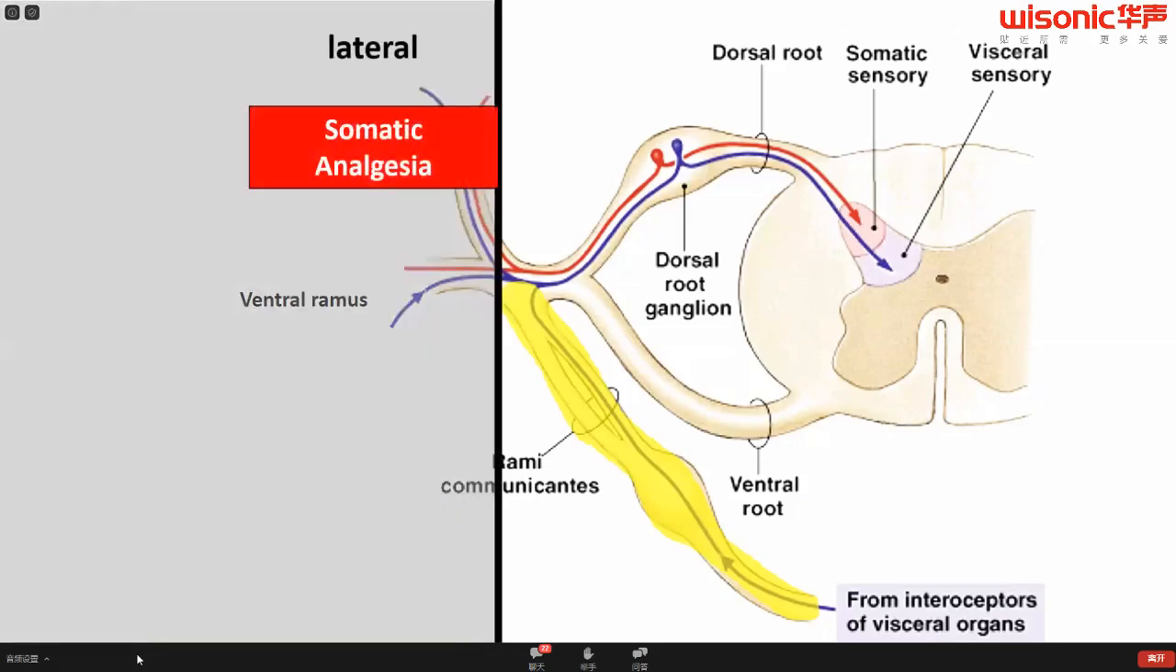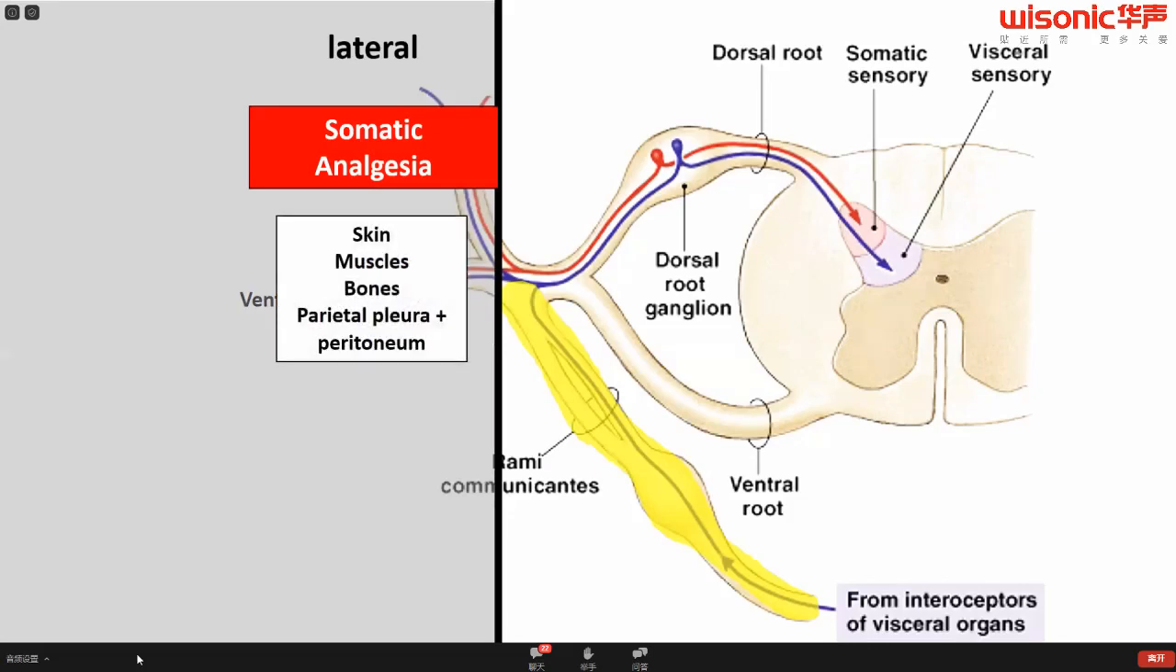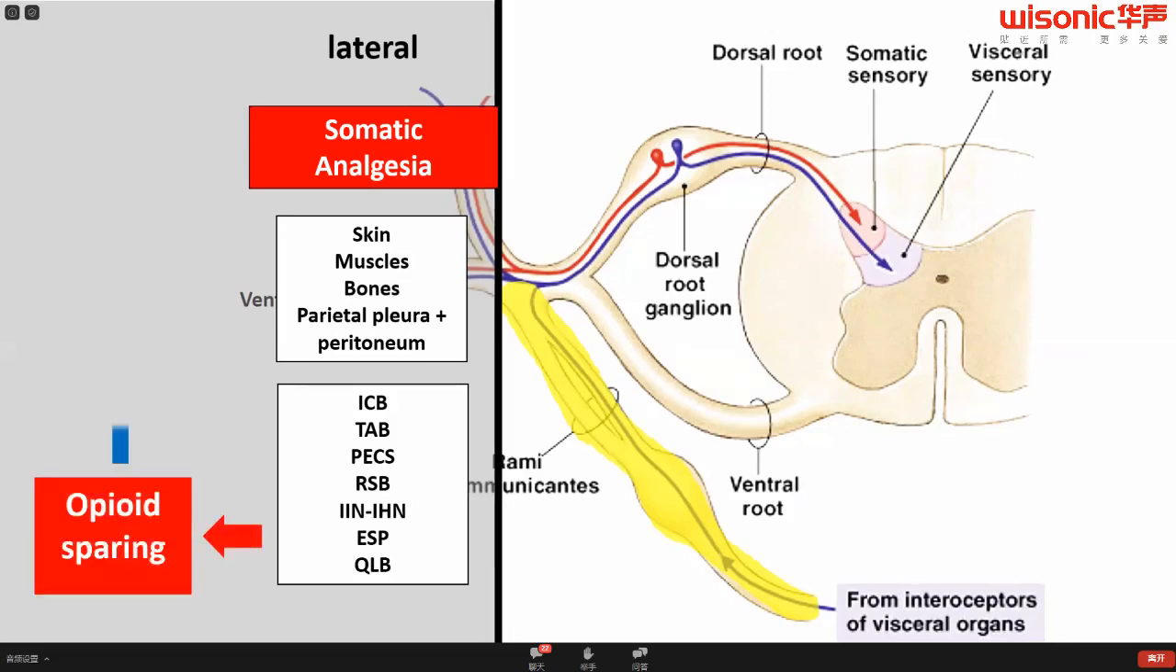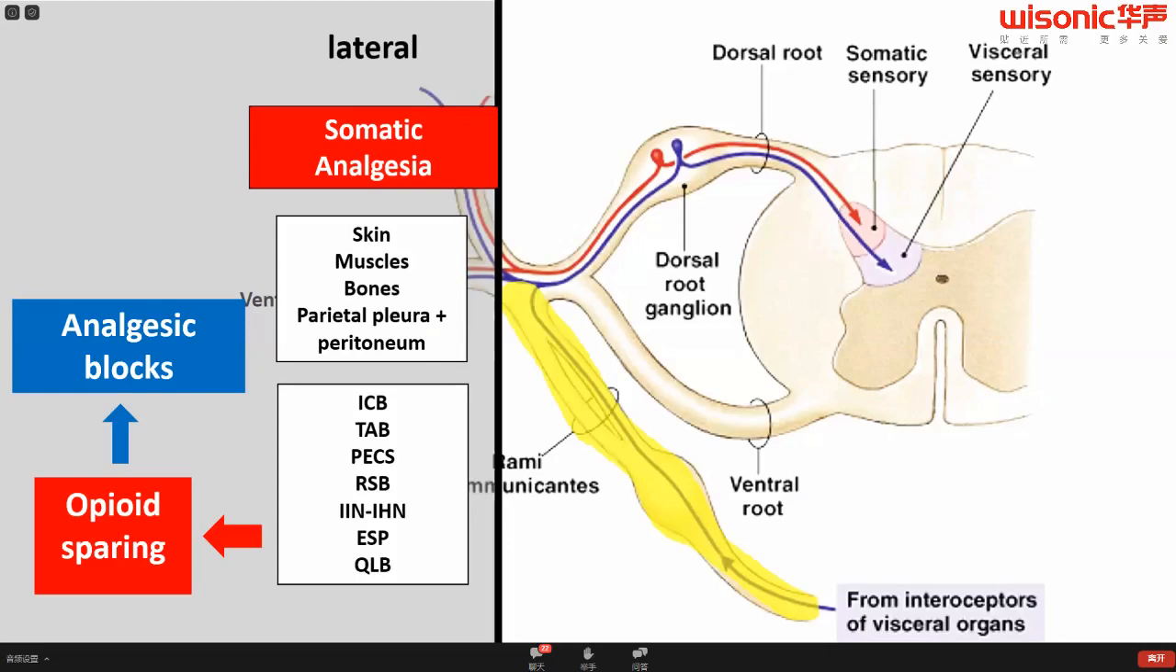If you place local anesthetics lateral to this line, you will produce only a somatic analgesia. That means you have analgesia for skin, muscle, bones, and the parietal pleura and peritoneum. This can be achieved by the intercostal block, TAP blocks, PECS, rectus sheath block, ilioinguinal, erector spinae, and quadratus lumborum blocks. When you do these blocks, you will have an opioid-sparing effect, so these are only analgesic blocks.